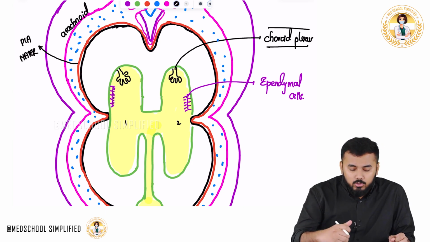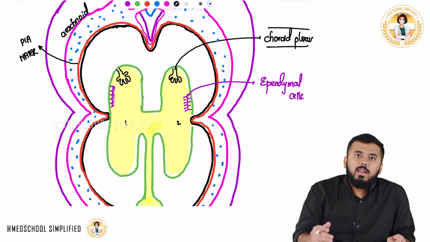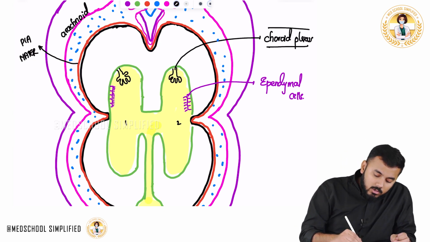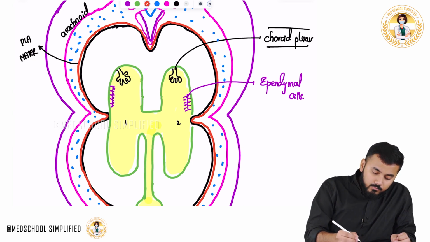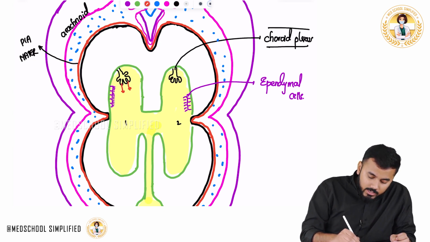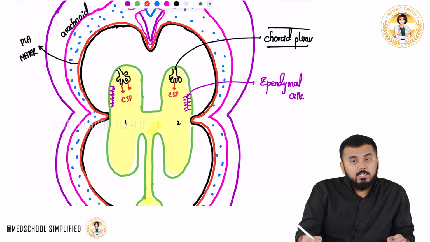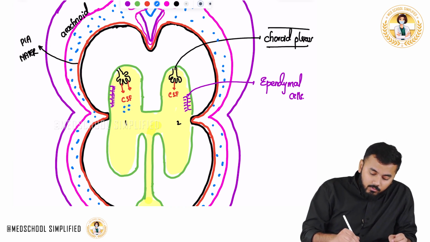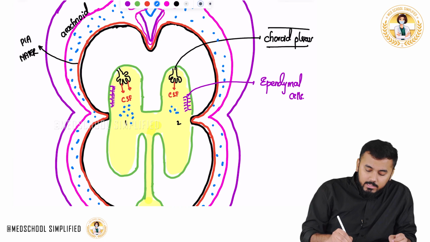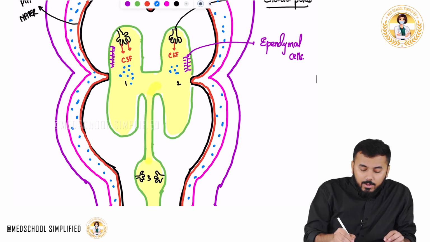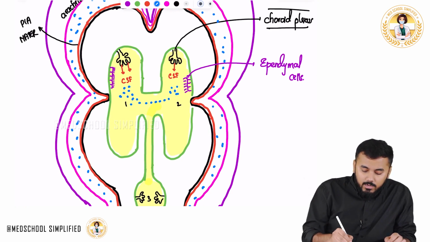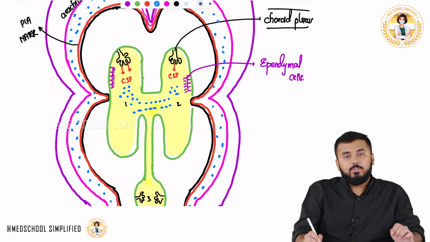After the delivery, slowly the choroid plexus and everything will be formed, and from then onwards the choroid plexus starts releasing the CSF. And what is going to happen here? The CSF formed within the ventricles will communicate with each other. You see, the CSF formed in the first ventricle can go to the second, and CSF formed in the second ventricle can go to the third ventricle.